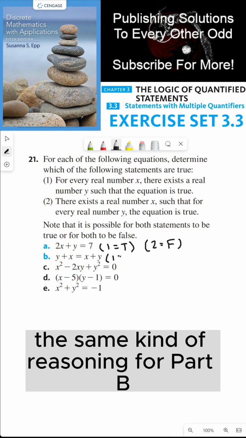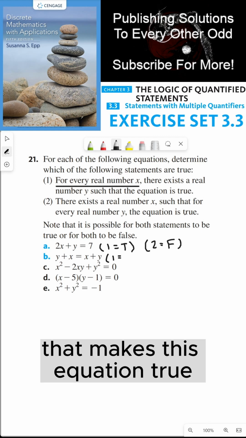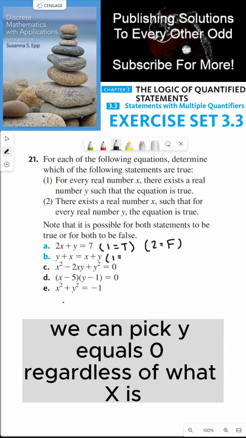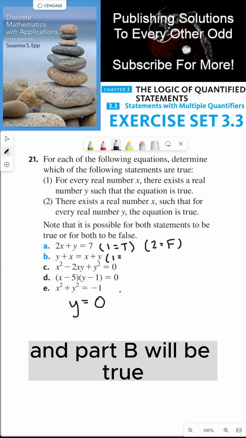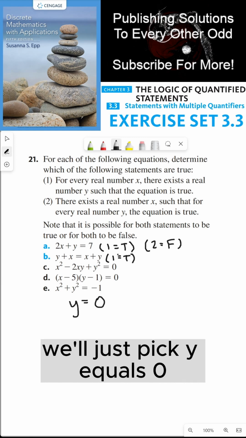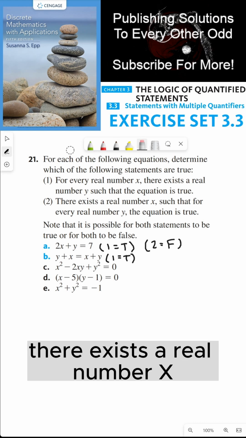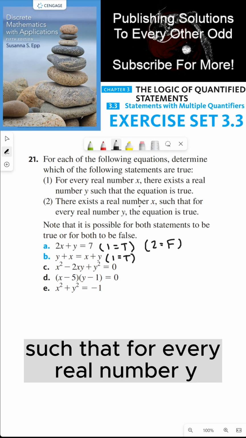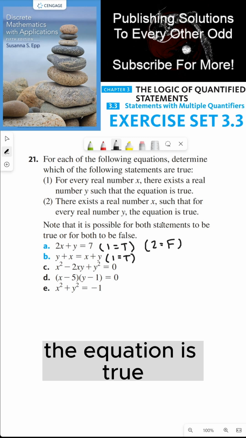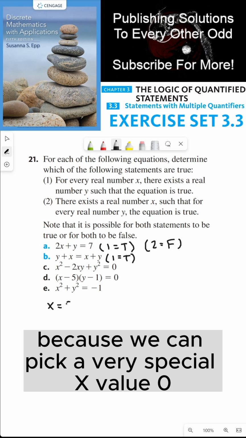For part B, this says for all real number x, there exists a real number y that makes this equation true. And in general, we can pick y equals 0, regardless of what x is, and part B will be true. So for every x value, we'll just pick y equals 0, and part B is true. For the second one, there exists a real number x such that for every real number y, the equation is true. The answer here is this is also true because we can pick a very special x value, 0.